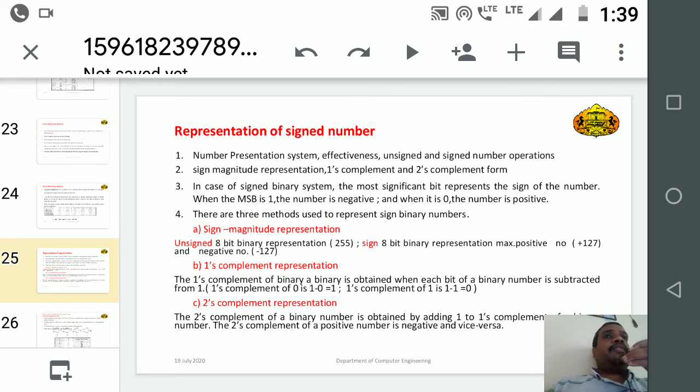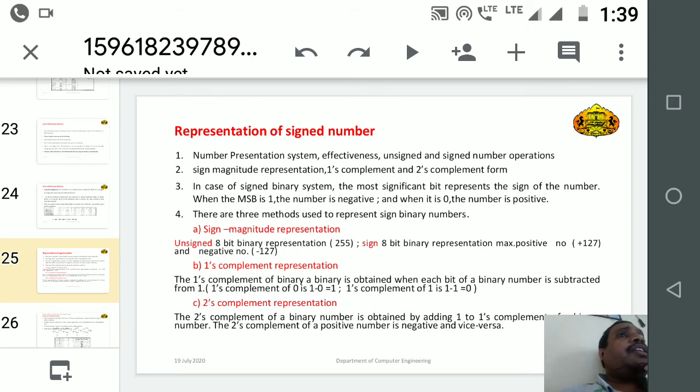In the first method, sign magnitude representation, take an unsigned 8 bit representation. Unsigned means positive numbers. What is the range of these positive numbers? 0 to 255. How does it come? The number is 8 bit, so the range is 2 raised to 8, which is equal to 256. It starts from index 0, that's why the range is 0 to 255, and this is for unsigned numbers, which are nothing but positive numbers.